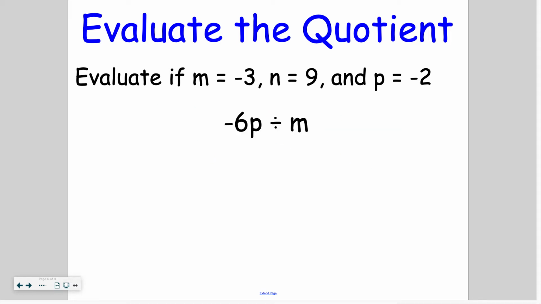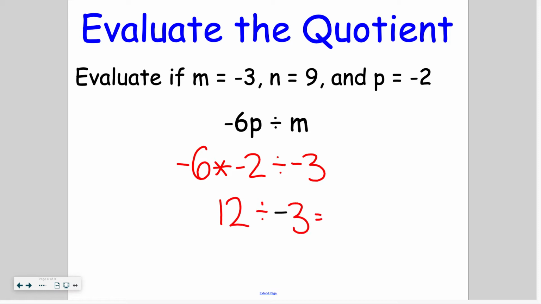Go ahead and try this problem on your own. Similar to the last one, our first step is to plug in. So I've got -6, which is next to p, which means multiplied by -2, and then dividing by -3. -6 times -2 gives us +12. Being divided by -3 is going to equal -4.